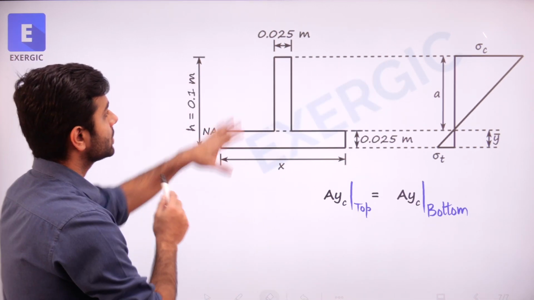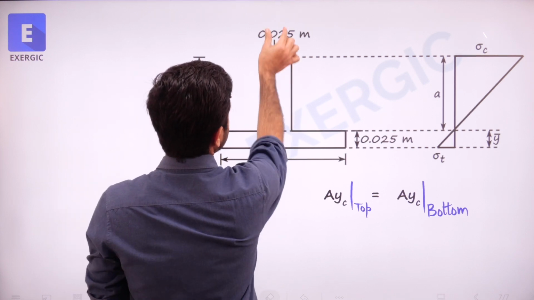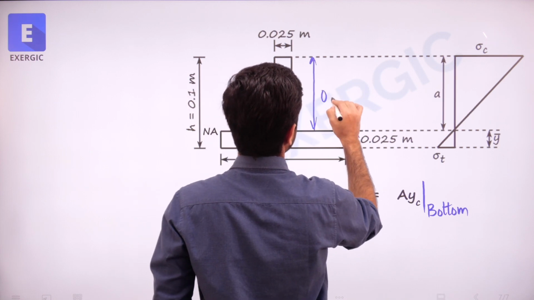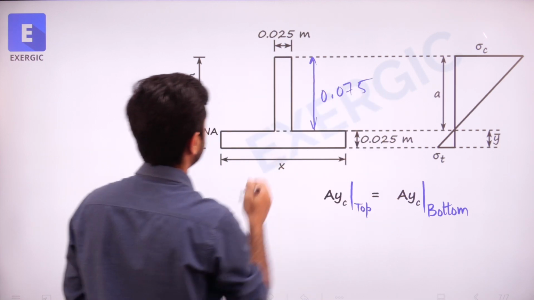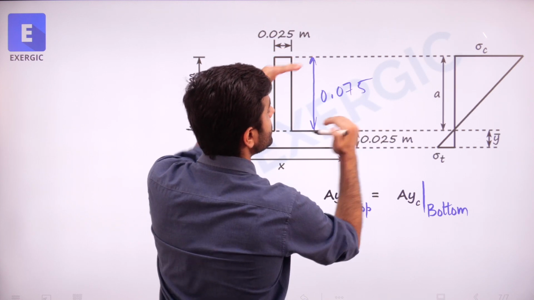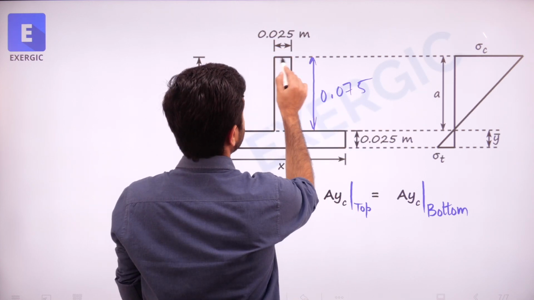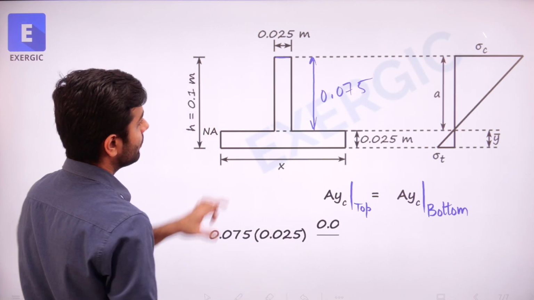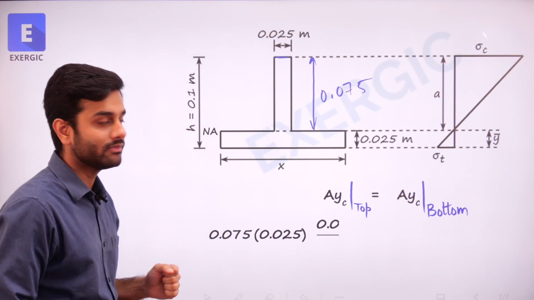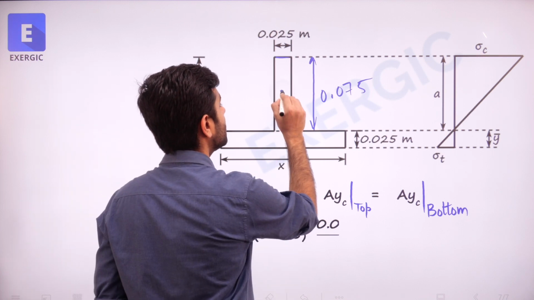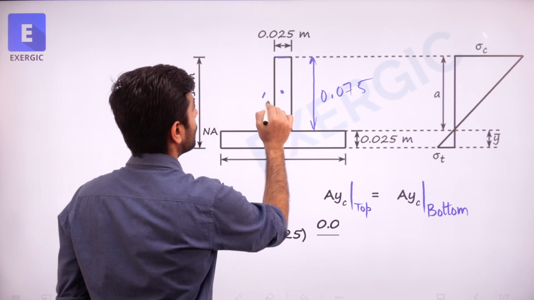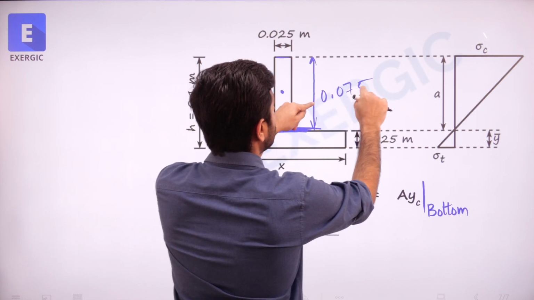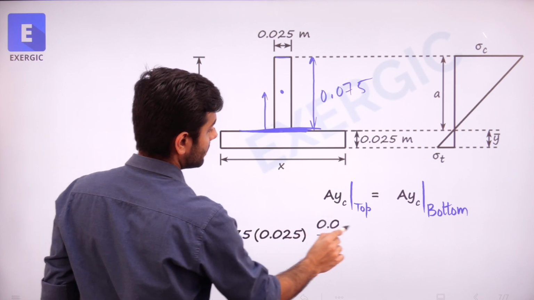What is its value for the top part? Area is this value, means this height. Let's say, how much is the height? Height is 0.075. We already calculated, right? 0.075 minus 0.025. So this is the height and width is 0.025, which means that this is the area, 0.075 multiplied by 0.025, and the position will be at the center. It's a rectangle, means the position of its centroid will be from neutral axis, 0.075 divided by 2, 0.075 divided by 2.